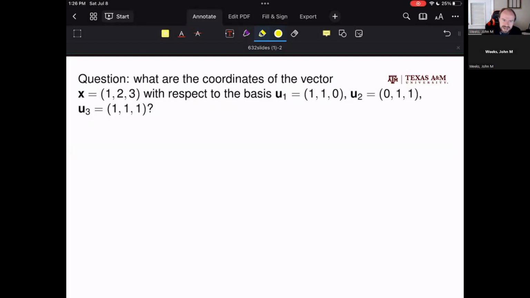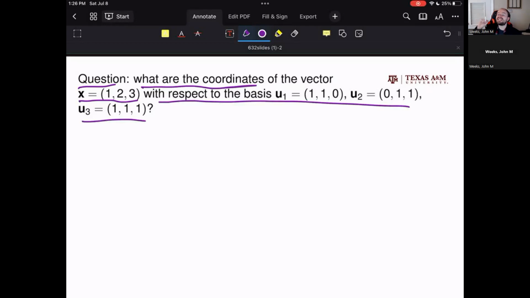Reading through this question, I see that the vector x is just written alongside here. It's not written with respect to the basis elements U1, U2, U3. In fact, we are asked, what are the coordinates of this vector with respect to the basis U1, U2, U3? We are asked to translate into the new basis coordinate system. So we are asked to go from the old to the new.